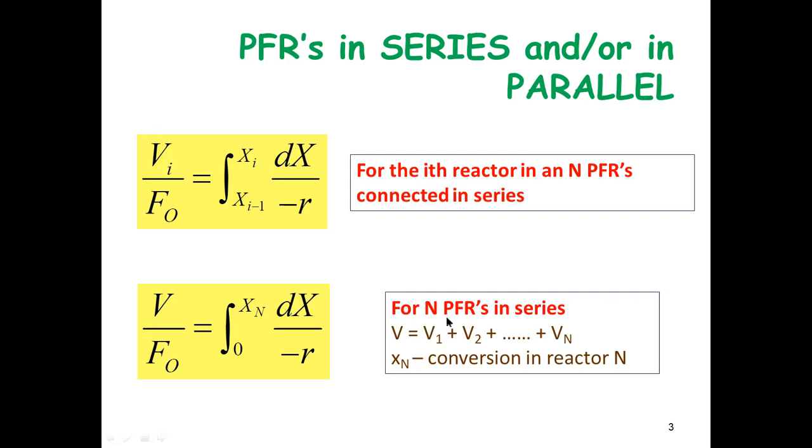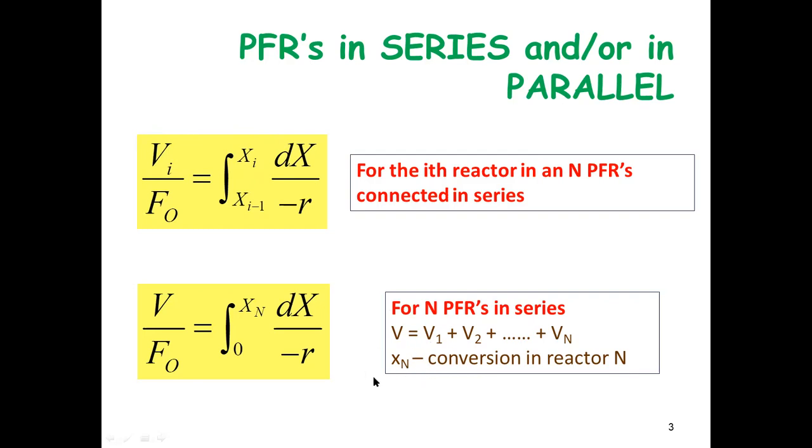So for N PFRs in series, whether they are of the same size or not, the volume can be summed up, which is equivalent to the individual volumes of the PFRs. And X sub n is the conversion in reactor n.